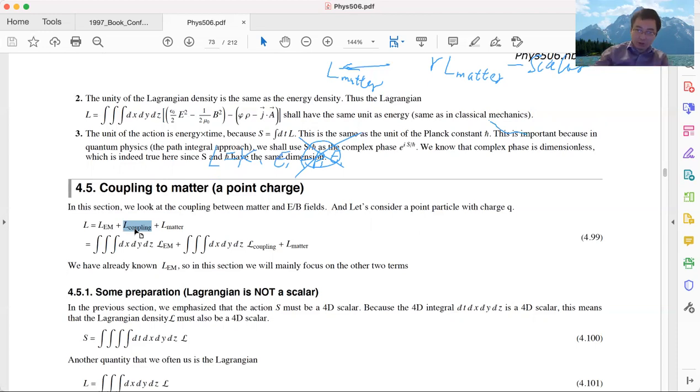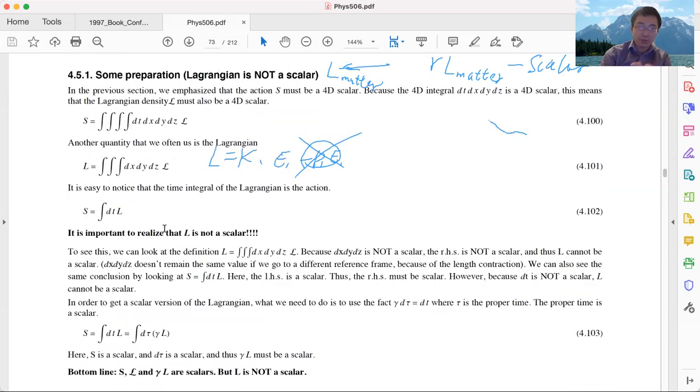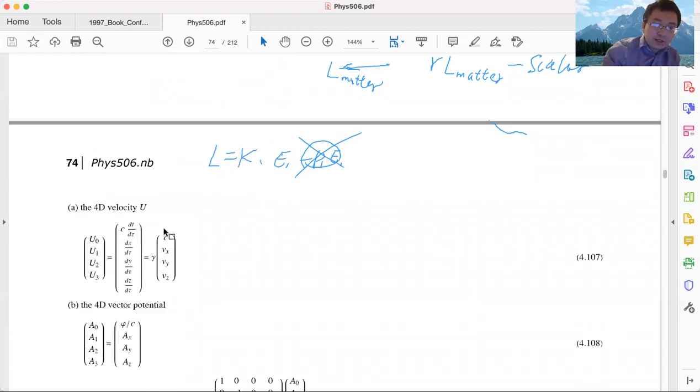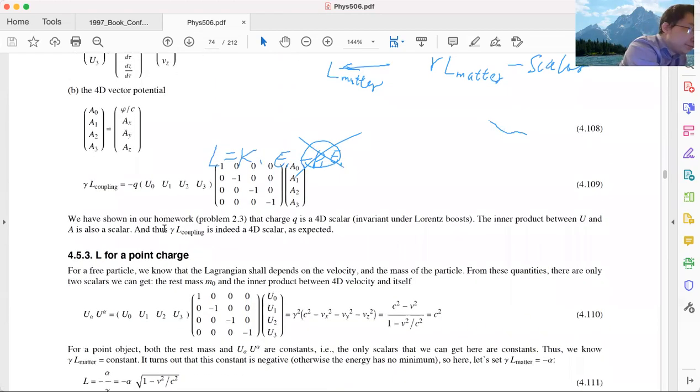If we ignore gravity potential, then what we call the potential in classical mechanics is actually the E and M field potential, and the E and M field potential is in the coupling term. It's not in the matter part. The matter part should only contain kinetic energy. So those are the two principles we should use. The first principle is that gamma times my Lagrangian should be a scalar. And the second principle is that the Lagrangian of my matter part should only contain the kinetic energy part.